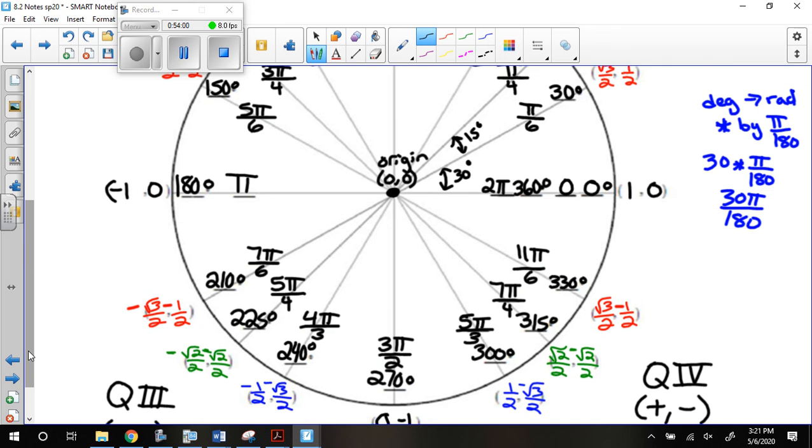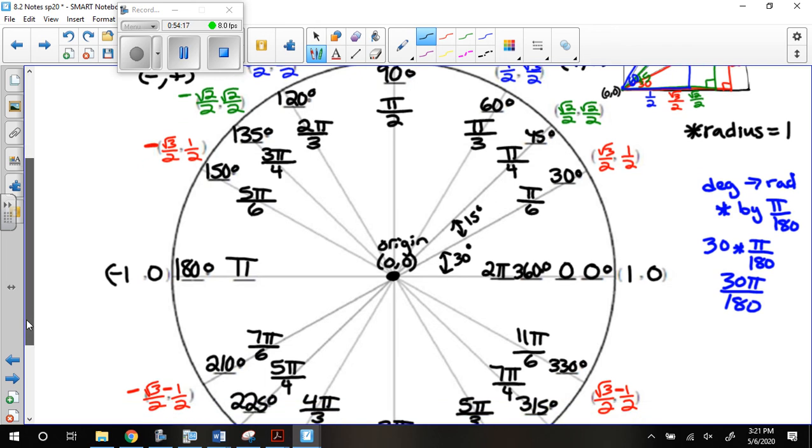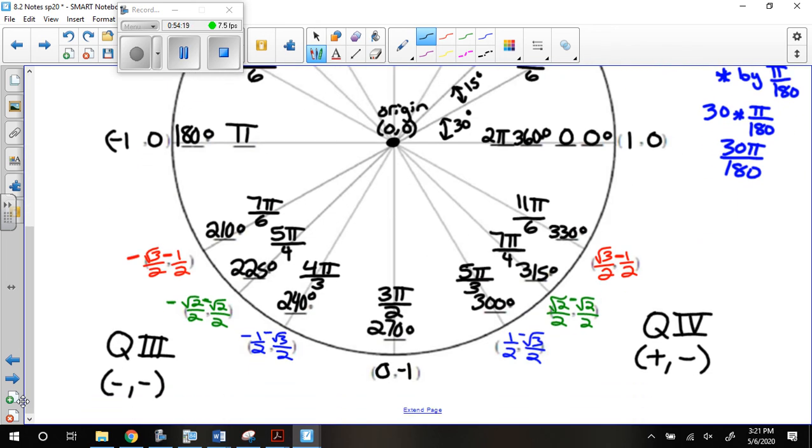Hopefully that made sense. If not, you can always convert your degrees to radians using this formula I showed over here in blue. Okay, we'll go back over our unit circle again in our next set of notes. But for now, we're going to move on.